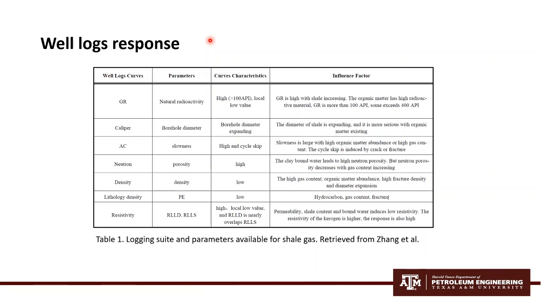For instance, we can distinguish gamma ray, which is all high, caliper, which usually expands, a high neutron response, low density due to gas content, and finally a mainly high resistivity. However, deep lateral resistivity and shallow lateral resistivity show medium or low value and negative separation in the shale reservoir.